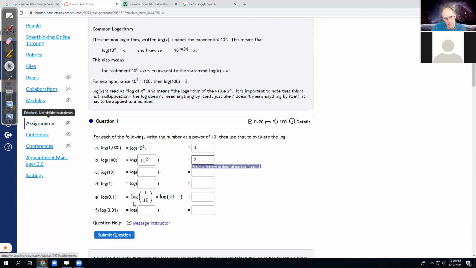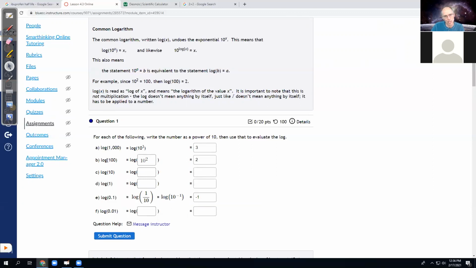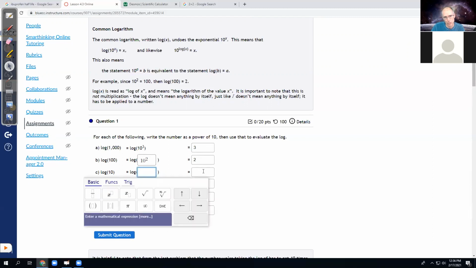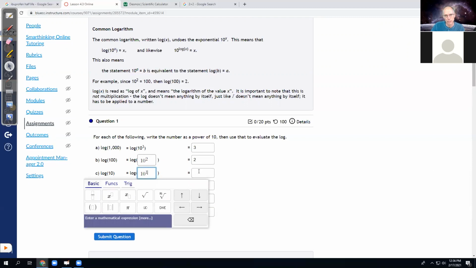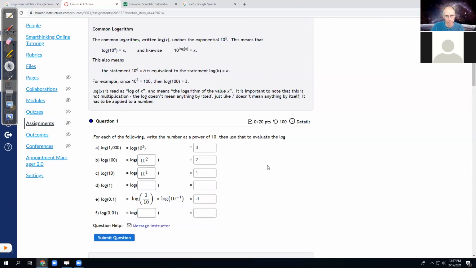If I jump down to part E, 0.1 is really 1/10. 1/10 is 10 to the negative 1. So what power is that? The power is -1. So this part is just getting used to what I was trying to show you in the beginning, that log without the base written means base 10. It just says, what power of 10 gives you what's in the box? So we write it as a power, and then we state the power. For example, this next one is 10 raised to the first power, and the power is simply 1. So that's just getting used to log base 10 on the calculator.